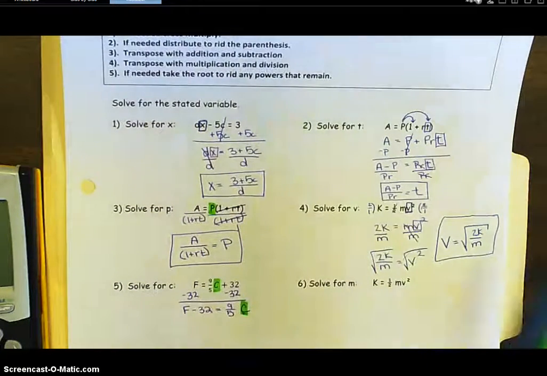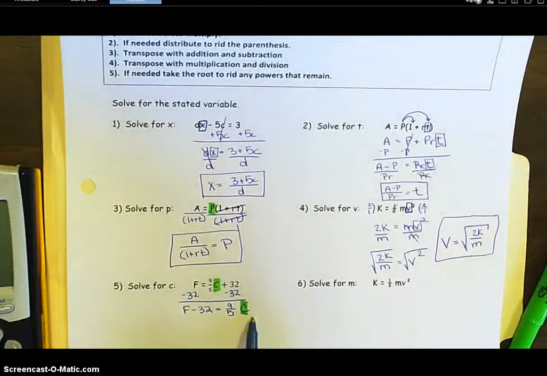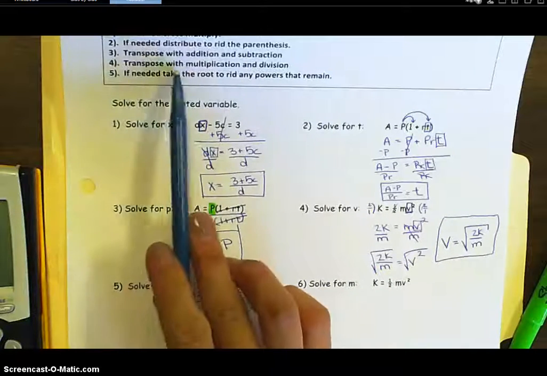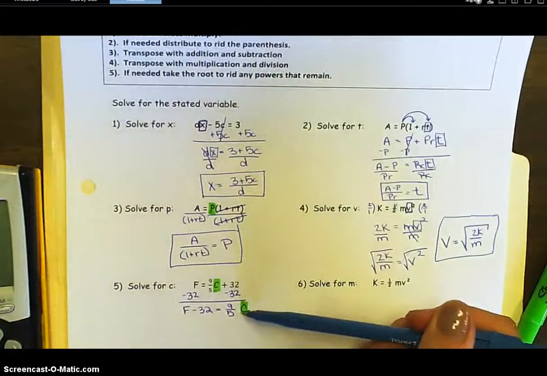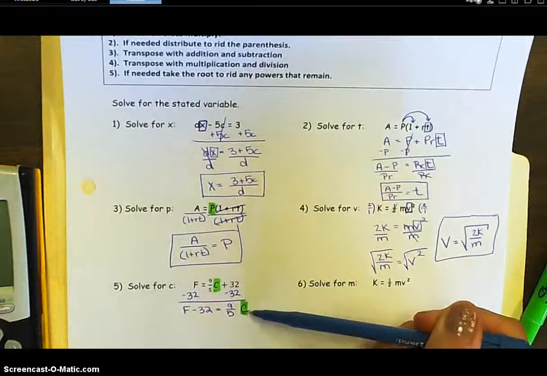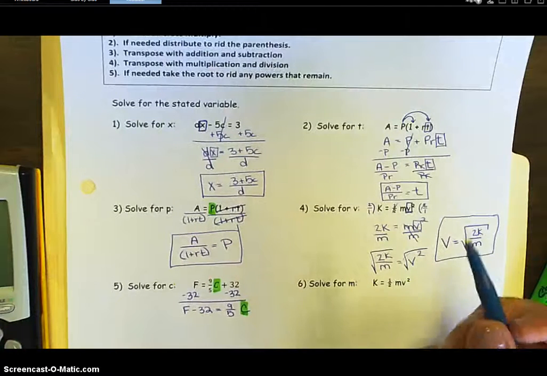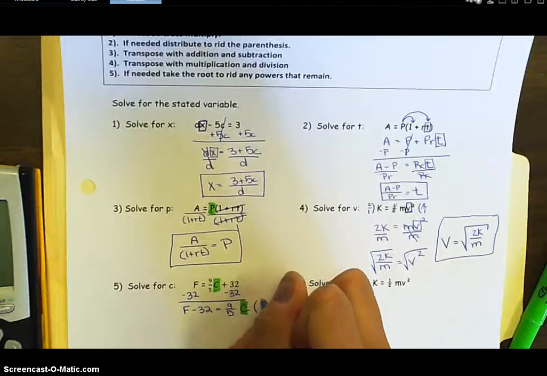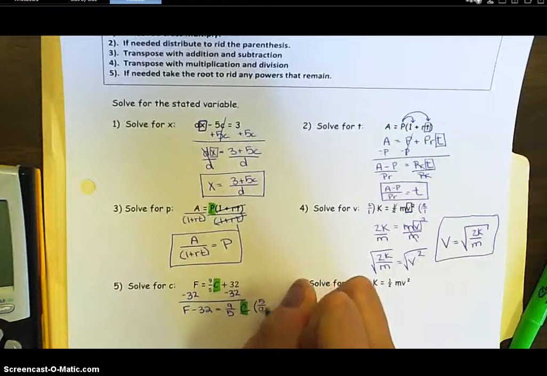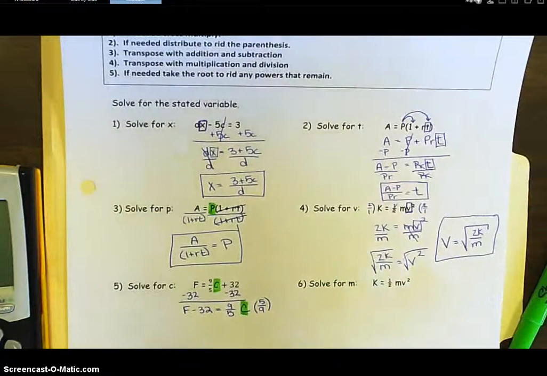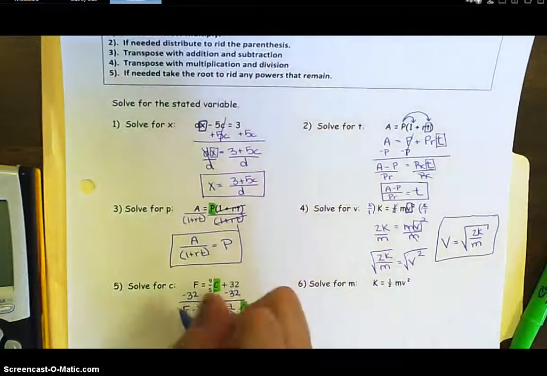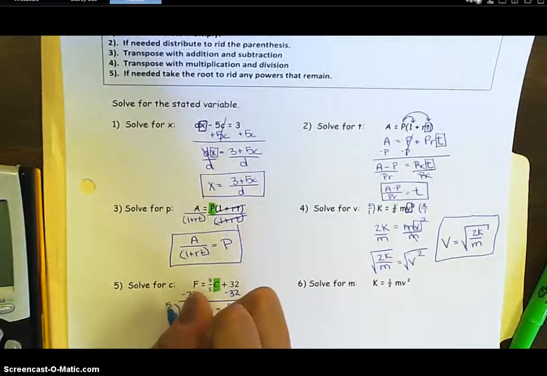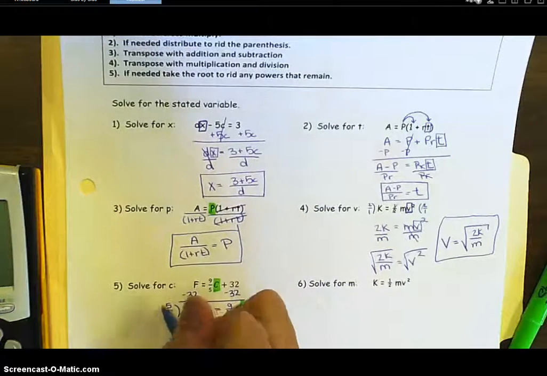Again, I want to keep my C right where it is. So now let's take a look. Transpose with multiplication and division. So right now 9/5 is being multiplied to the C. So I need to bring that fraction to the other side. So we're going to multiply by the reciprocal, which is 5 over 9. Okay, and I'm going to come over here and multiply by 5 over 9.